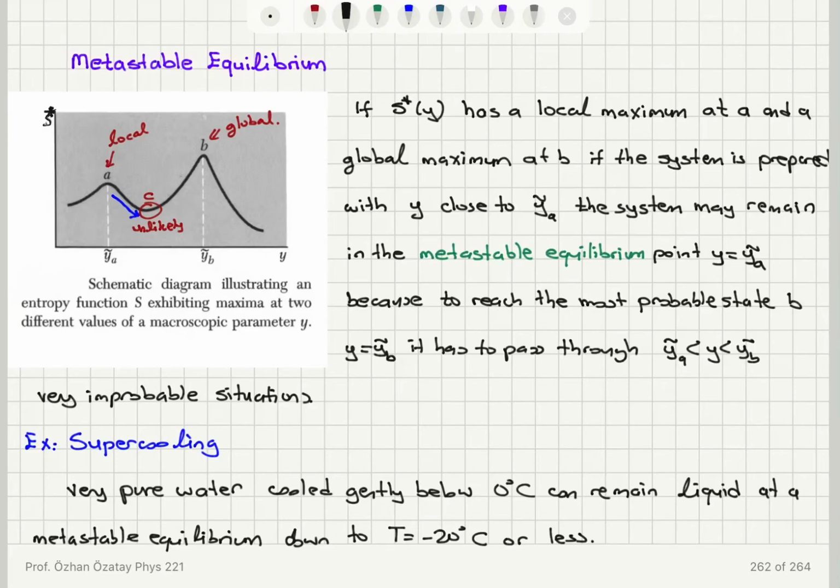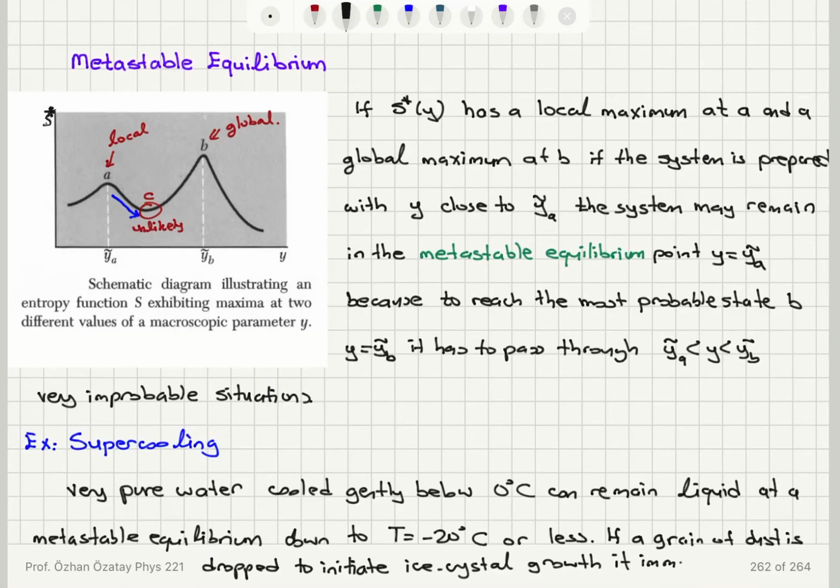So you need a nucleation site for the ice crystals to grow. For example, if a grain of dust is dropped in, then it will immediately freeze. So this dust will initiate the ice crystal growth. It immediately freezes.